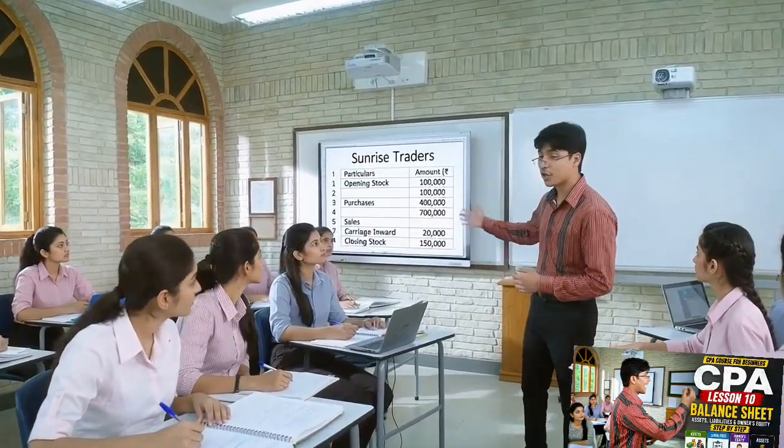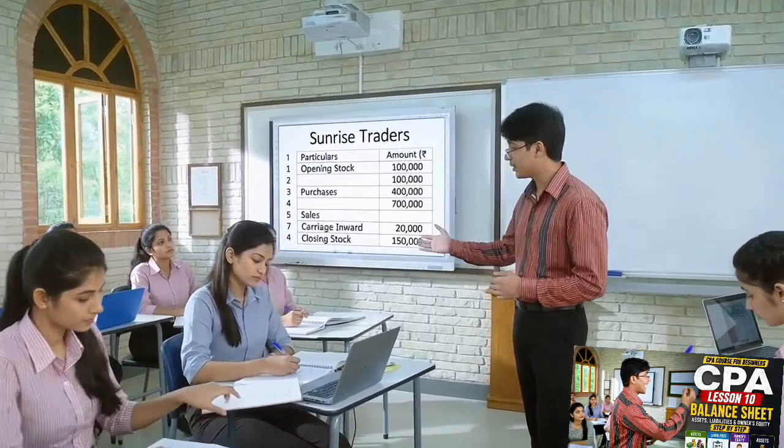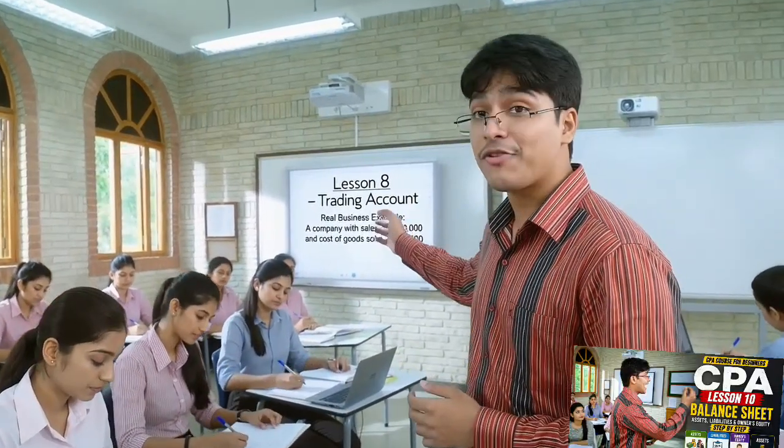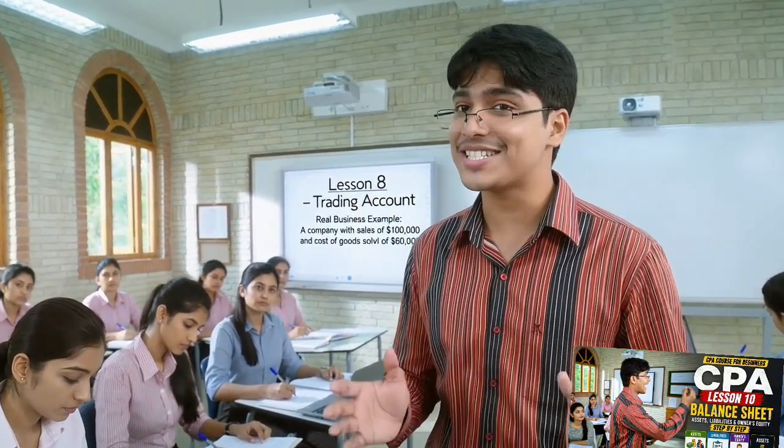Here are the figures. Opening stock is 100,000, purchases 400,000, sales 700,000, carriage in 20,000 and closing stock 100. Please copy this down. Today we will prepare a trading account and calculate gross profit using a real business example. Let's say a company has sales of $100,000 and a cost of goods sold of $60,000.